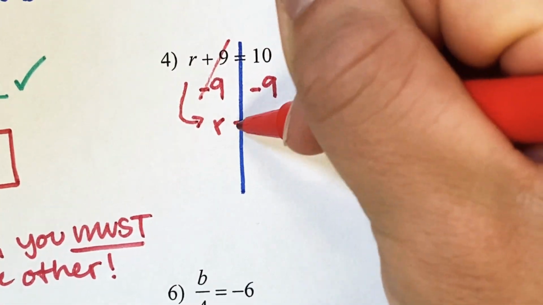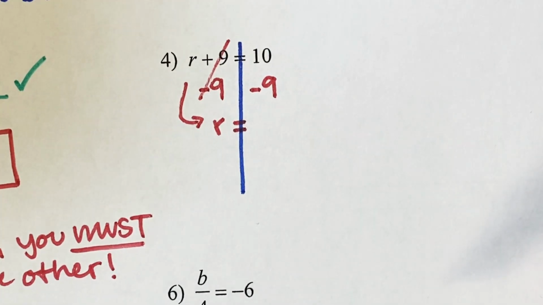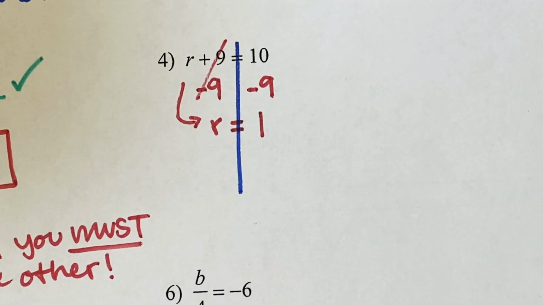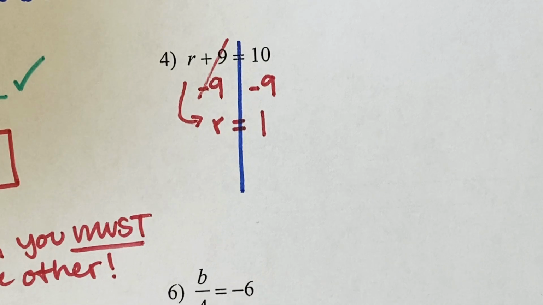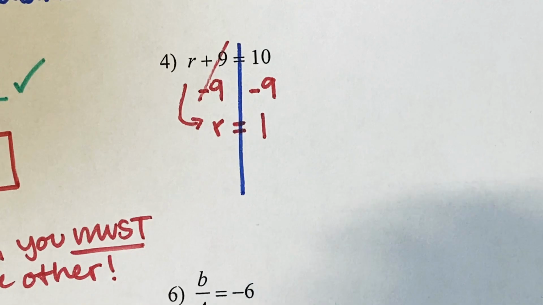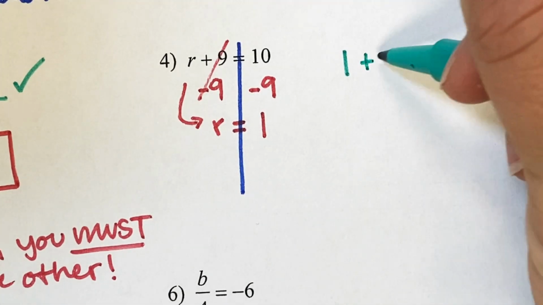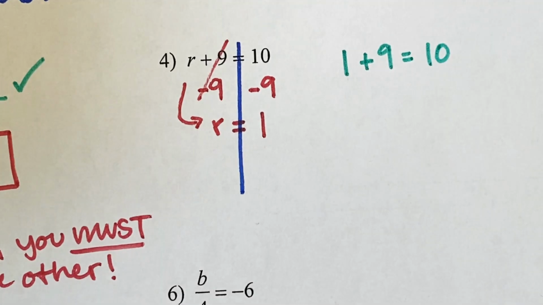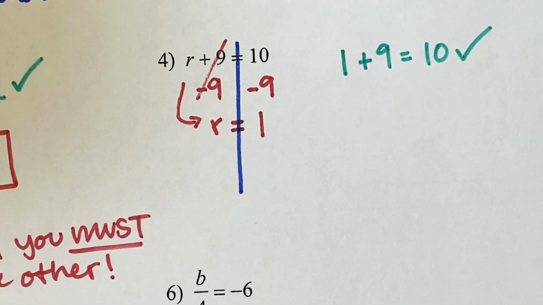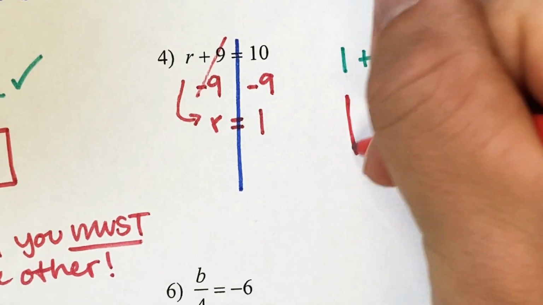Bring down your R, your equal sign in the middle, and now we have 10 minus 9. What is that going to give me? That is going to give me a 1. Before we rewrite our answer and put a box around it, let's plug this 1 in for my R and see if it actually does equal 10. So we found that R is supposed to be 1. Does 1 plus 9 equal 10? Yes, it does. That means we did it right. So we know that our answer is R equals 1.